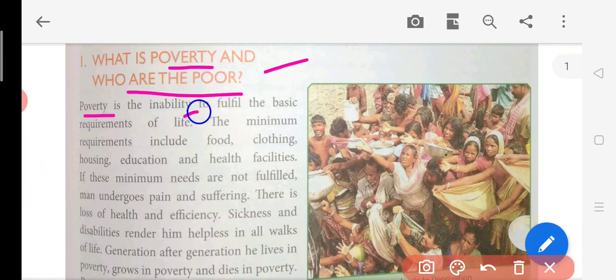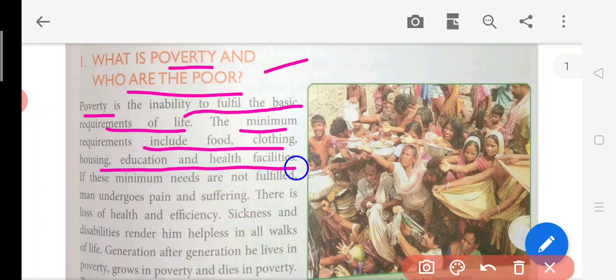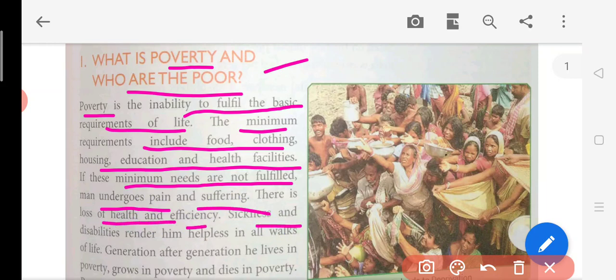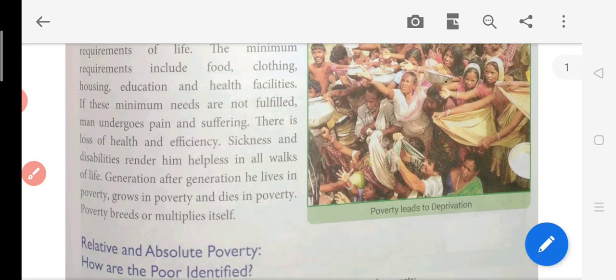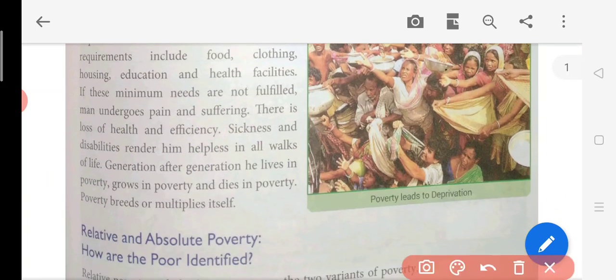So, poverty is the inability to fulfill the basic requirements of life. The minimum requirements include food, clothing, housing, education, and health facilities. If these minimum needs are not fulfilled, man undergoes pain and suffering. There is loss of health, inefficiency, sickness, and disability, which render him helpless in all walks of life. So, generation after generation, he lives in poverty, grows in poverty, and dies in poverty. So, poverty breeds or multiplies itself.